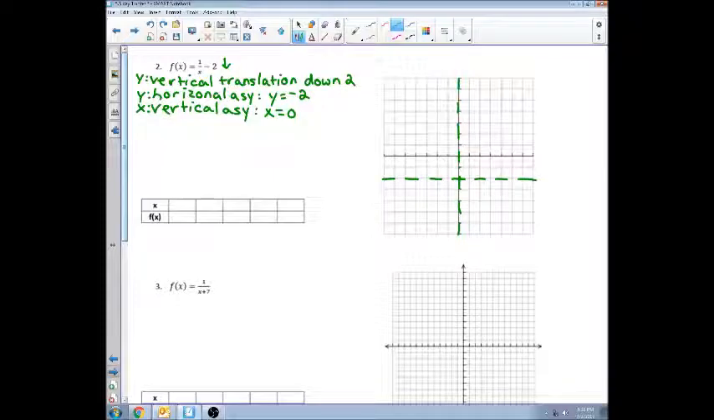Now from here, I need to fill in my table. The only way that my center changes from 0 is if I move right or left. In this problem, I did not. I went down, so this goes back to 0. Remember, I'm going to add 1, which means this is 1. Add 1, this is 2. Subtract 1, this is negative 1. Subtract 1, this is negative 2.